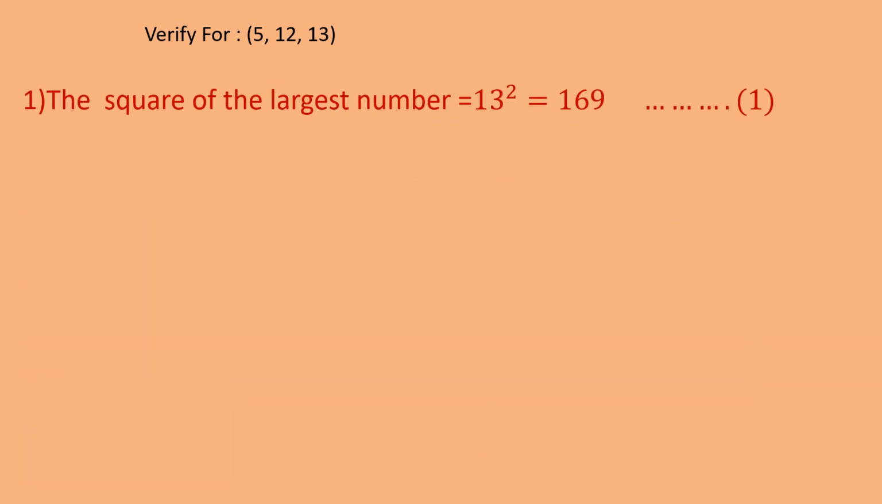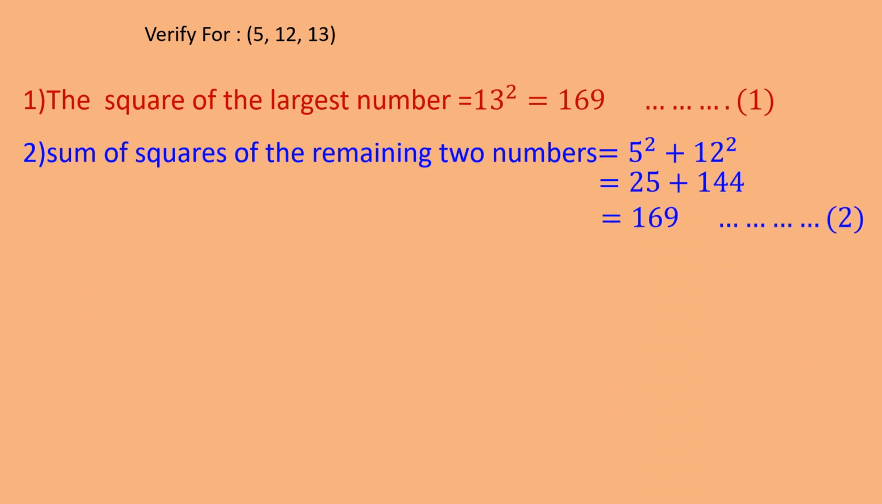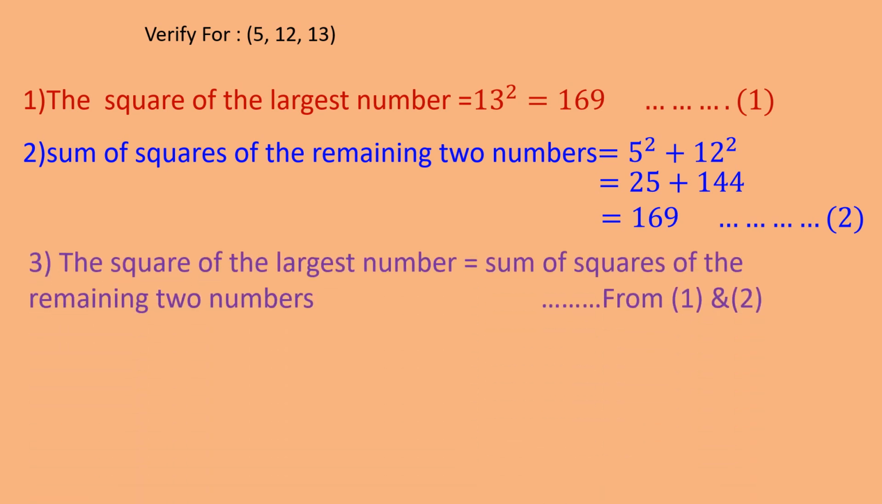So let us see here 5, 12 and 13. First, the square of the largest number: 13 is given, so 13 square is 169. Second, the sum of the squares of the remaining two numbers, that is 5 square plus 12 square, 25 plus 144, 169. From 1 and 2 you can find that both the answers are the same. Therefore, third point: the square of the largest number equals the sum of the squares of the remaining two numbers from 1 and 2, and therefore the given triplet is a Pythagorean triplet.